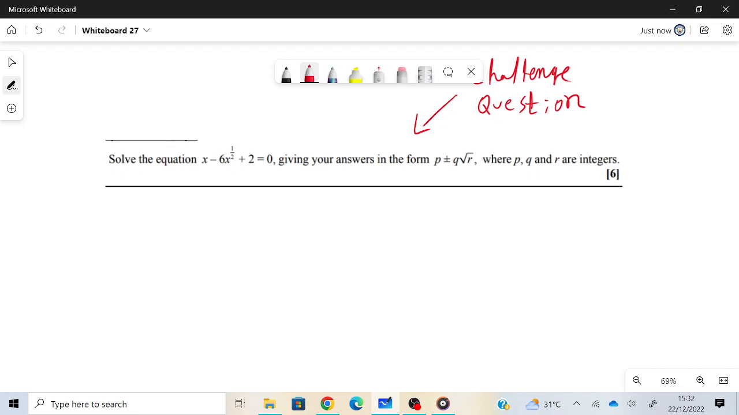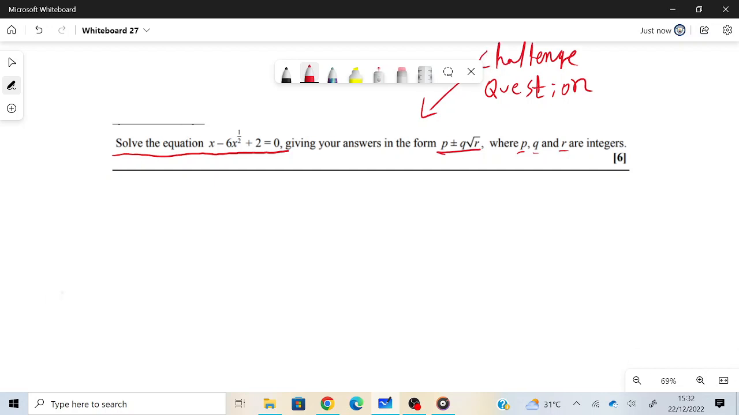Right, it says solve the equation x minus 6x to the power 1 over 2 plus 2 equals 0, giving your answers in the form p plus minus q roots r, where p, q, and r are integers. Okay, good to know. So we have our equation.